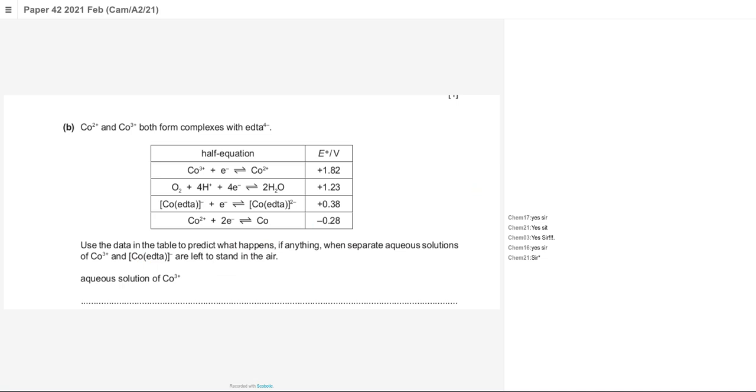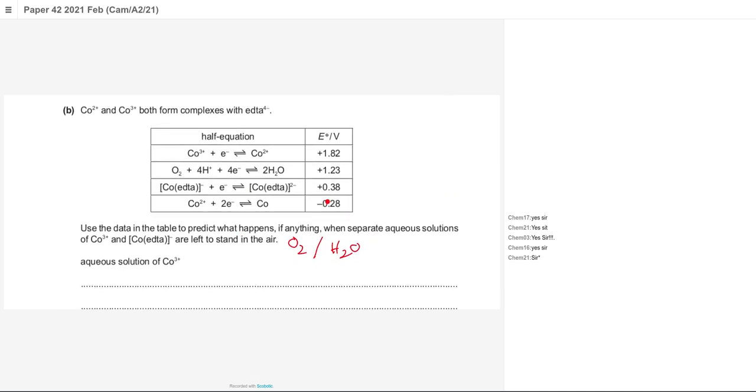Now, when left to stand in air means you're keeping this exposed to oxygen and water. Air contains about 20% oxygen and about 1% moisture. So let's see what happens. Now, the cobalt 3+ equation is this, and the oxygen equation is this. So we have to consider these 2 equations. Cobalt 3+ can't become cobalt 4+. There's no cobalt 4+, it's only 2+ and 3+. So cobalt 3+ cannot be oxidized to 4+.